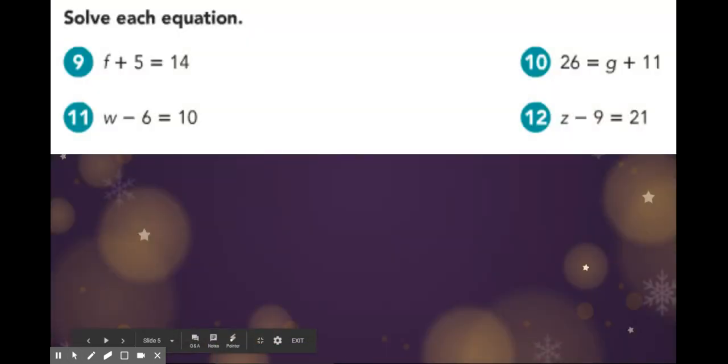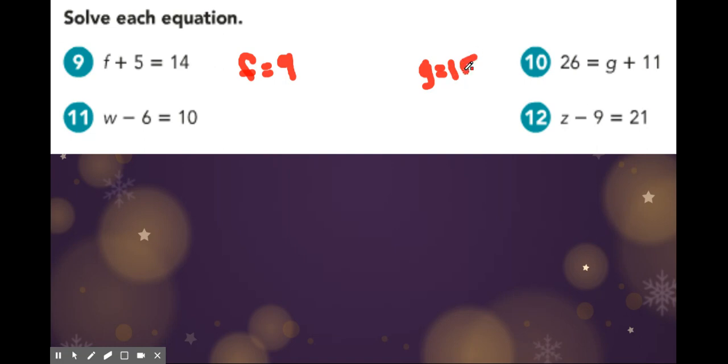Go ahead and solve 9, 10, 11, and 12. And once you're done, unpause the video and check your answers. For number 9, to get f by itself, you should have subtracted 5 from both sides, giving you f is equal to 9. Number 10, you should have subtracted 11 from both sides, giving you g is equal to 15. For 11, you should have added 6 to both sides, so w is equal to 16. And then for number 12, we should have added 9 to both sides, giving you z is equal to 30.